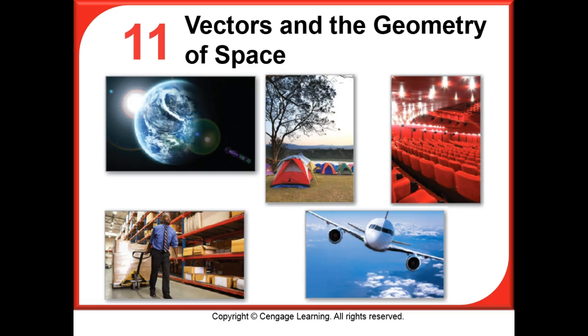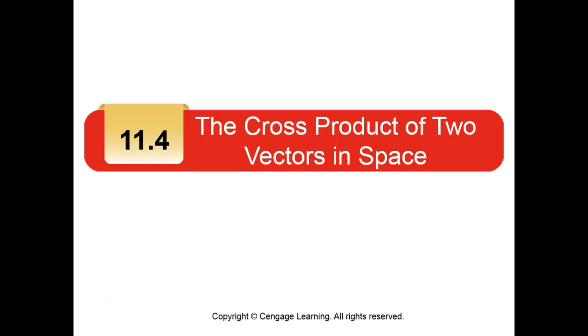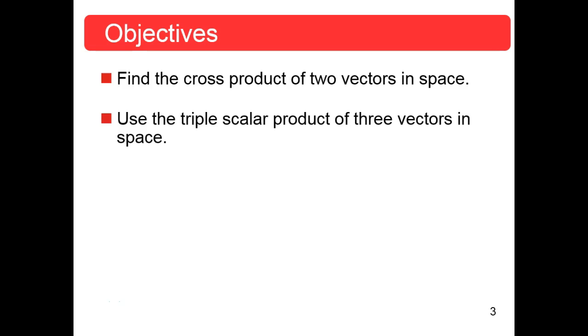Chapter 11 is vectors and geometry of space, and 11.4 is the cross product of two vectors in space. Okay? Any questions before we get started?